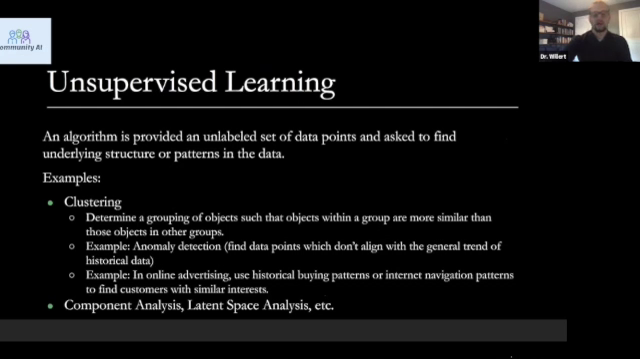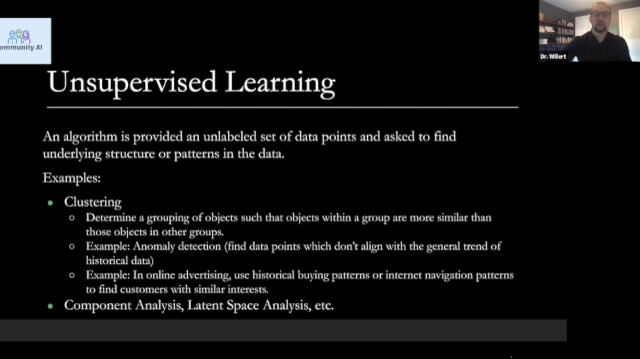Unsupervised learning, on the other hand, uses algorithms which take an unlabeled set of data points and ask you to find underlying structures or patterns in the data. So in the previous example with supervised learning, we knew prices of homes, or we had labels for what species of animal were described in the picture. Here we don't have those labels. Instead, we just take information about an object and try to find groups within the overall community of objects, and try to find those that are more similar than others.